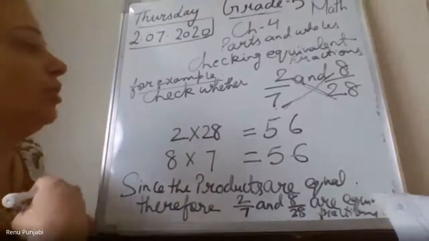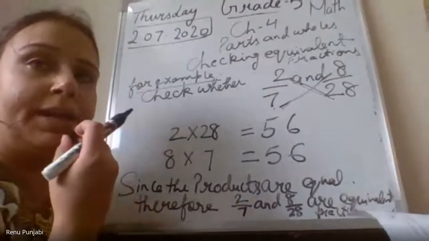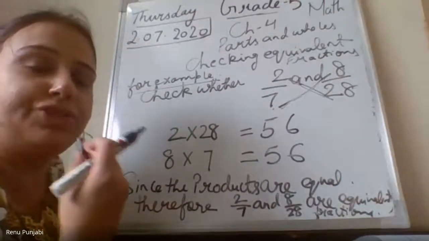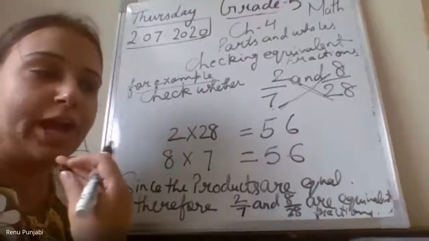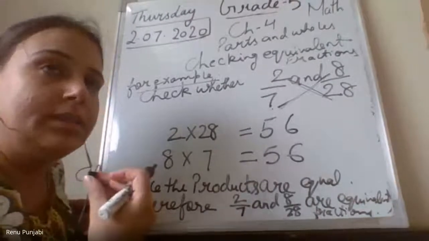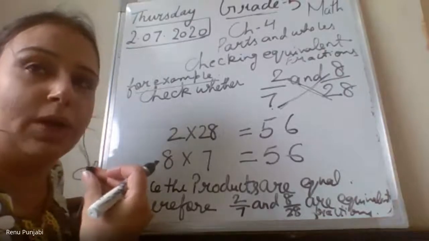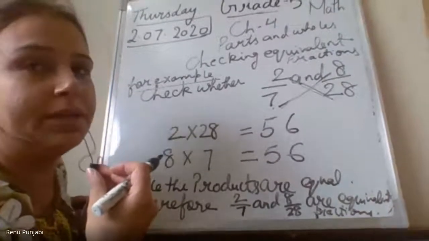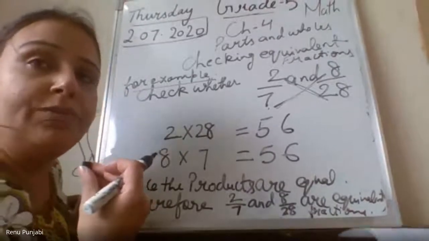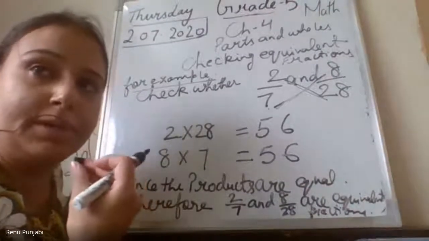Ma'am, complete. Yes, very good. So those who have joined late, I will repeat again. We were doing how to check whether the two fractions are equal or not. There is one method of checking whether fractions are equal or not, that is the cross multiplication method. And now we will understand what the cross multiplication method is.